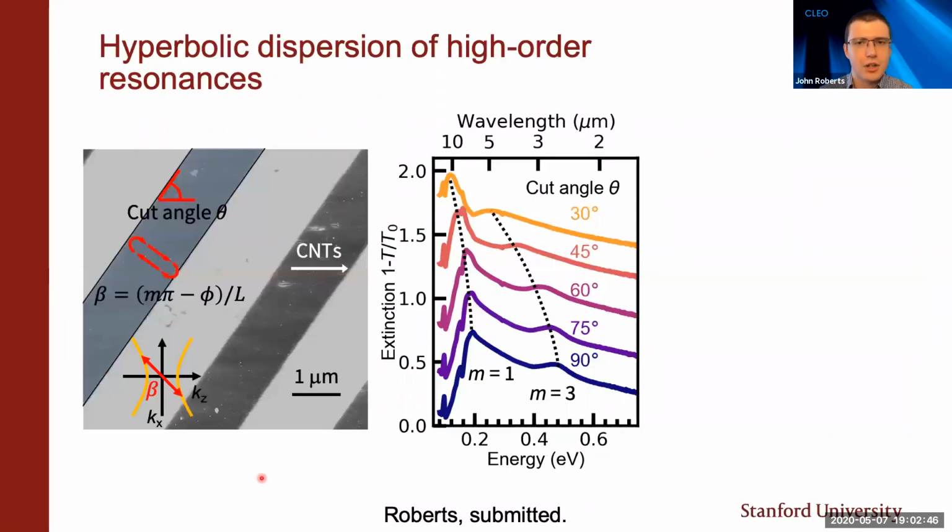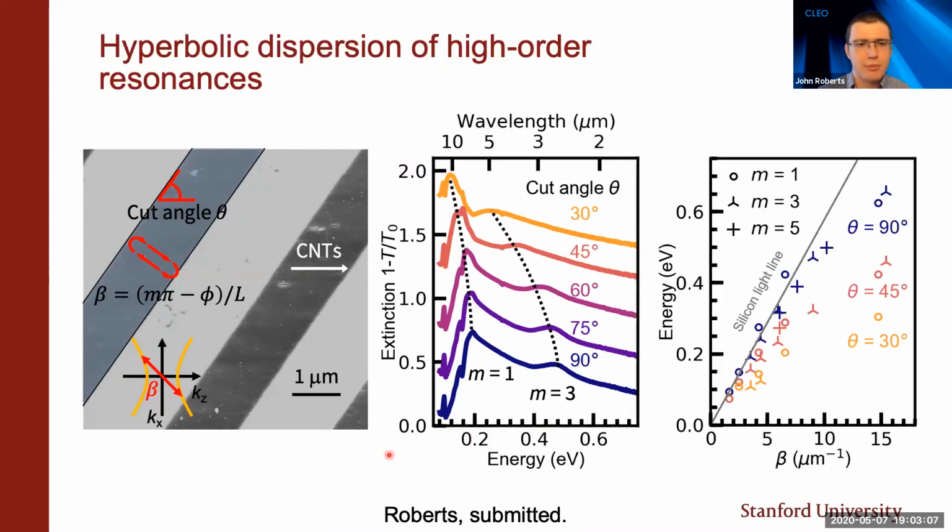To understand rigorously the origin of the resonances, we perform a similar study on the properties of many ribbons with varying widths and cut angles. This is a series of ribbons with the same width as the cut angles change, and you can see that for more and more diagonal cuts, the higher order modes also redshift. This indicates their hyperbolic origin. And using our Fabry-Perot picture with many ribbon arrays of varying widths and cut angles, we can construct dispersion relations of the hyperbolic waveguide mode.